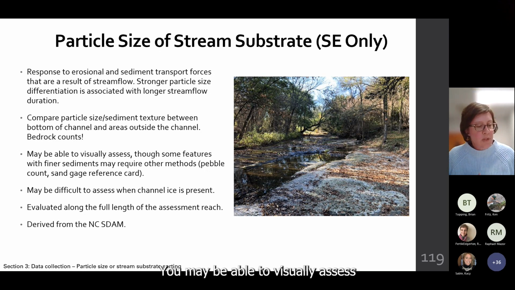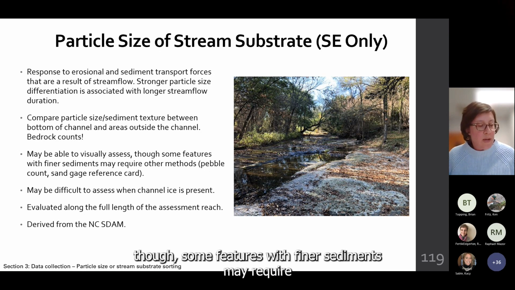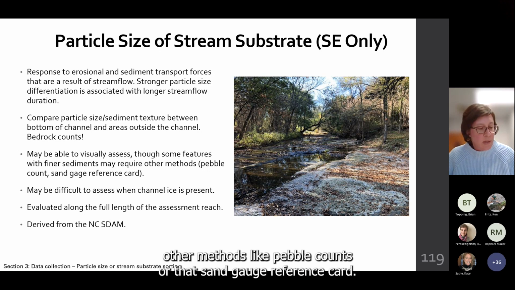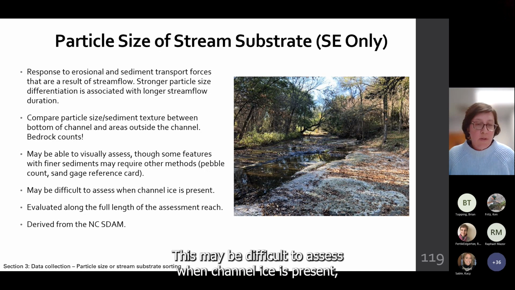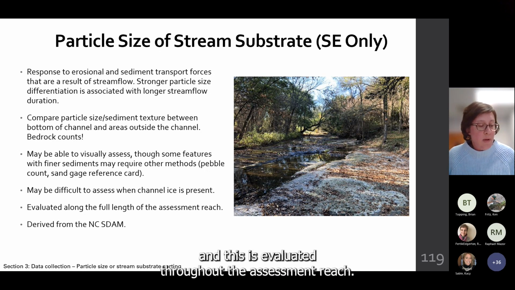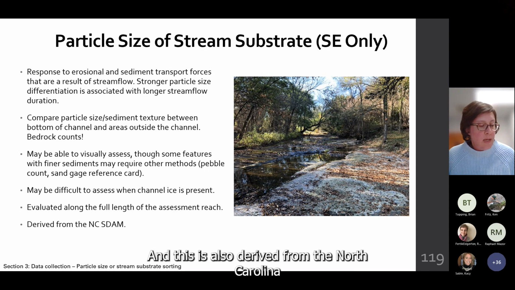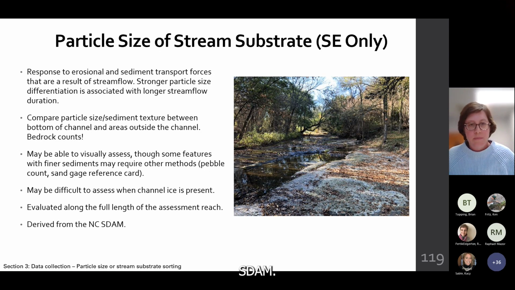You may be able to visually assess in that bedrock example for sure, though some features with finer sediments may require other methods like pebble counts or that sand gauge reference card. This may be difficult to assess when channel ice is present. Again, this is evaluated throughout the assessment reach, and this is also derived from the North Carolina SDAM.